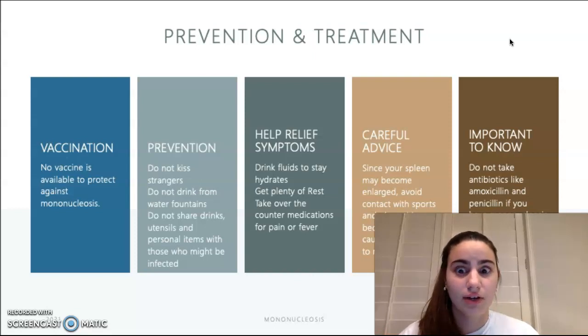It's just not good. When you have mono, some things that can help relieve your symptoms are to drink fluids and stay hydrated, get plenty of rest, and take over-the-counter medications for pain or fever, like ibuprofen. Some careful advice is that your spleen may become enlarged, so you need to avoid contact sports and plane rides, because if you have a really high impact, your spleen can rupture, and that's a whole other big problem. It's important not to take antibiotics like amoxicillin or penicillin if you have mononucleosis, because it will make your infection worse.